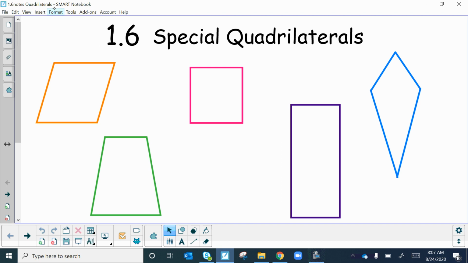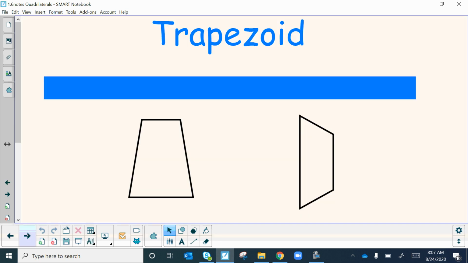All right, this is 1.6 special quadrilaterals. We just finished talking about polygons, so you want to keep all that information about polygons and carry it over to this section. Now we just want to focus, though, on the special quadrilaterals, so quadrilaterals that have special properties. The first one that I want to talk about is the trapezoid.